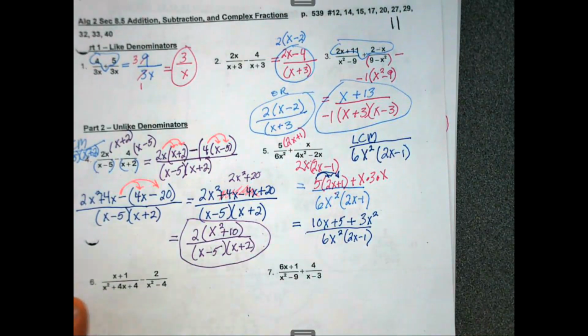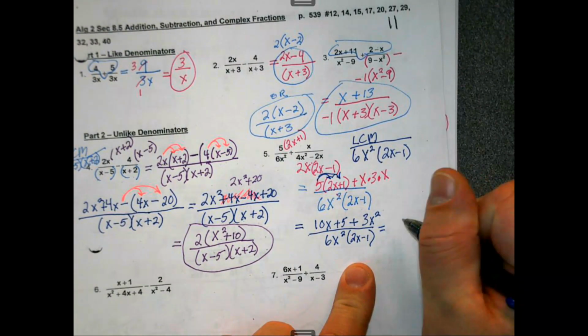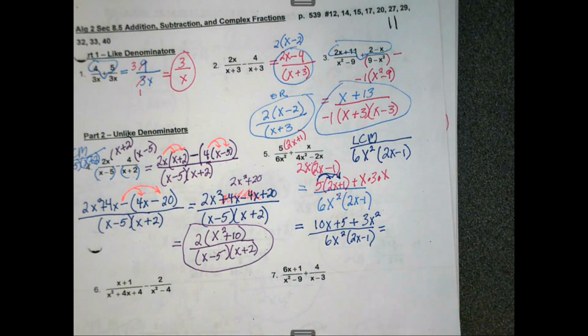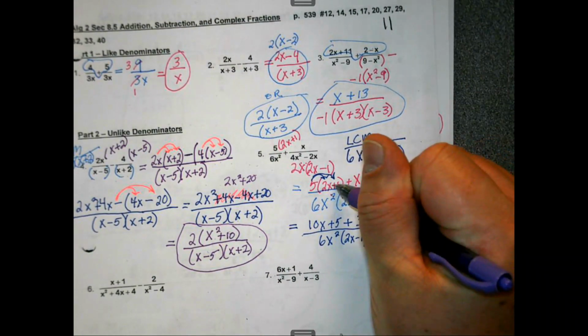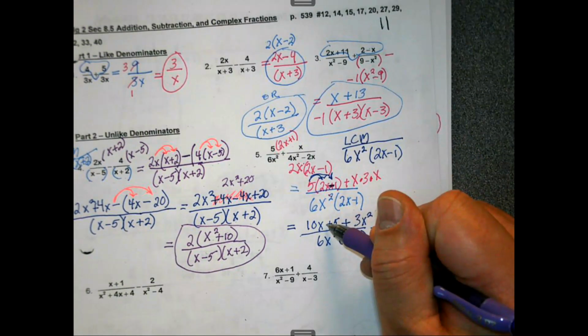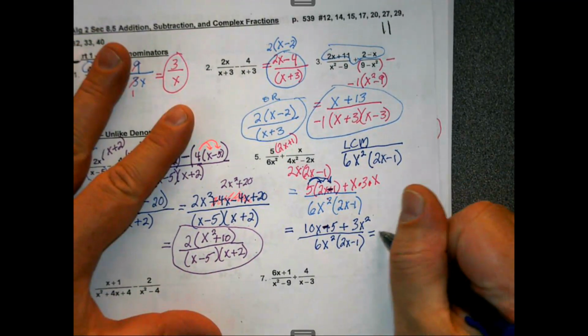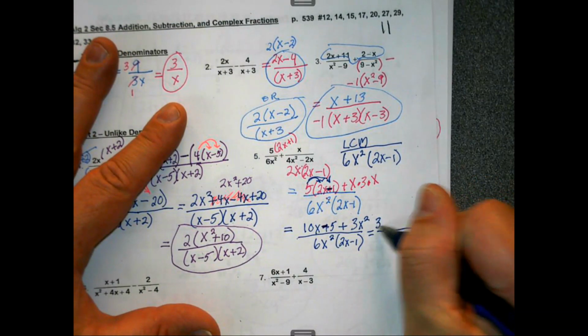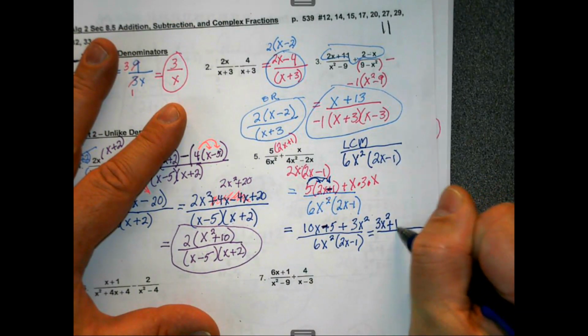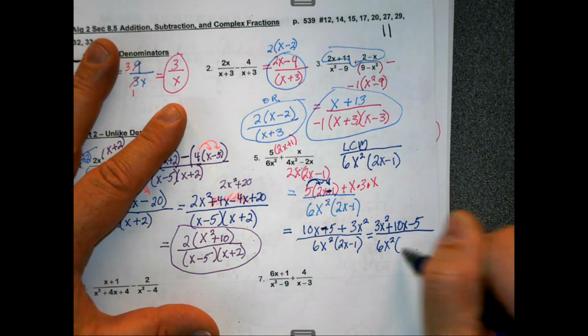All right, I should put this in standard form. Huh? Where is the 2x plus 1? Where'd you get 2x plus 1? Should be minus 1, right? I don't know what you guys are doing. So this should be minus 5. Okay. All right, so let me put it in standard form. 3x squared plus 10x minus 5 all over 6x squared times 2x minus 1.